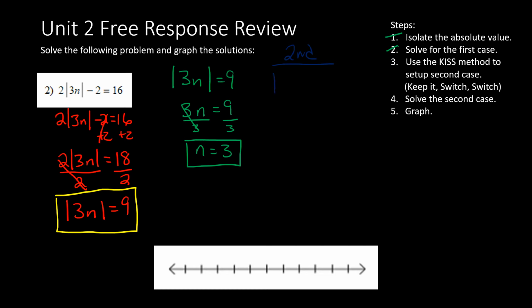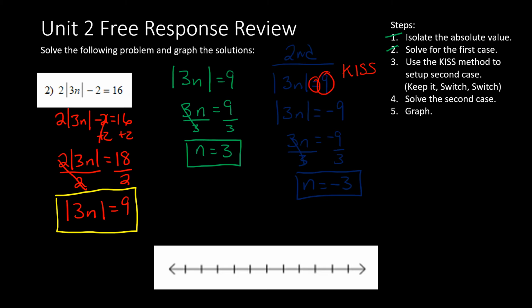To get the second case, we'll set up the same isolated absolute value, the absolute value of 3n equals 9. We're going to apply the KISS method. So we want to switch these two here. Well, we can't switch an equal sign, but we can switch that positive 9 to a negative 9. Drop the absolute values, so we'll have 3n equals negative 9. Divide both sides by 3. And so we get n equals negative 3.